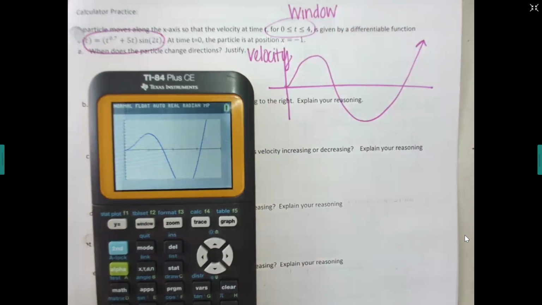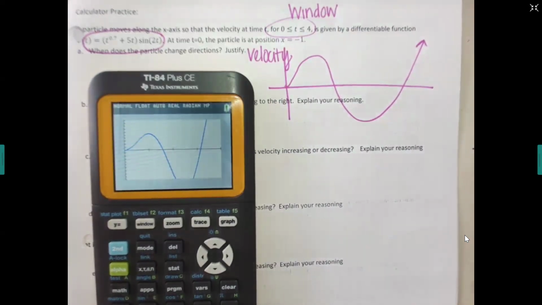Okay, this is V of t, which means that it's a velocity graph. First thing I want to know is when the particle changes direction. That would be the places where my graph passes through the x-axis. Do you remember how to find them?